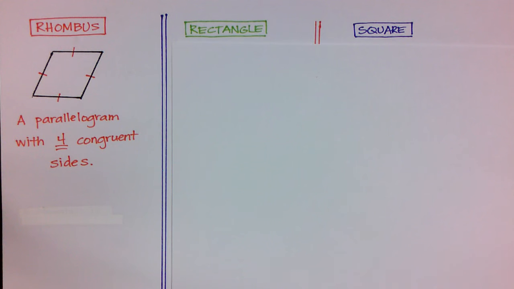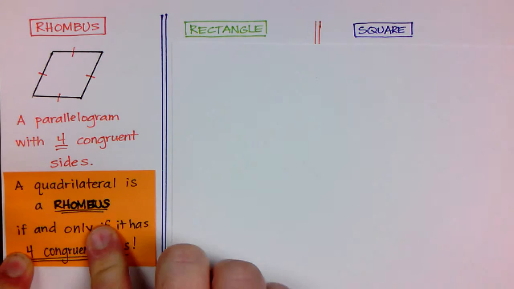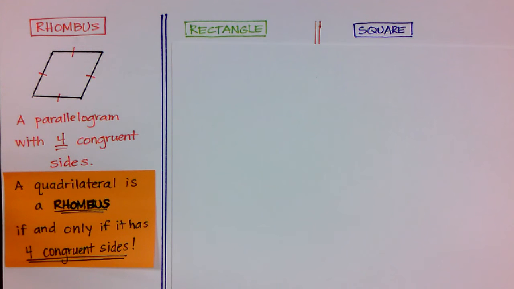And I have a statement that I'm going to show you right here. It says that a quadrilateral is a rhombus if and only if it has four congruent sides. This can be said the other way as well. I can say that a quadrilateral has four congruent sides if and only if it is a rhombus.